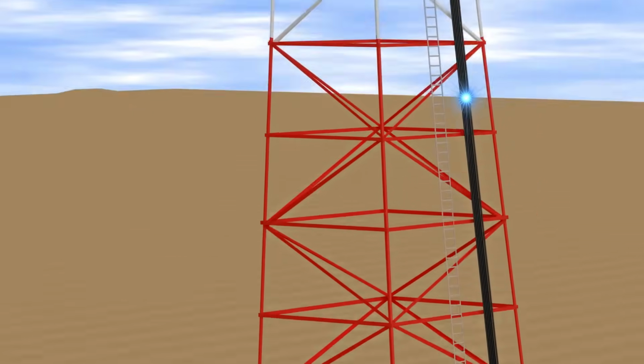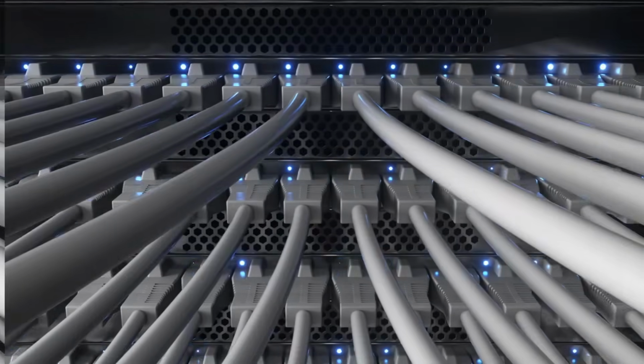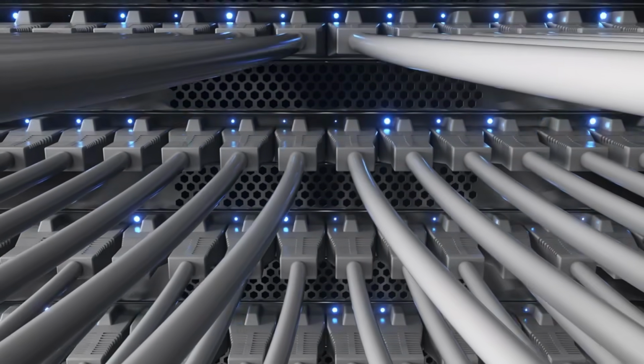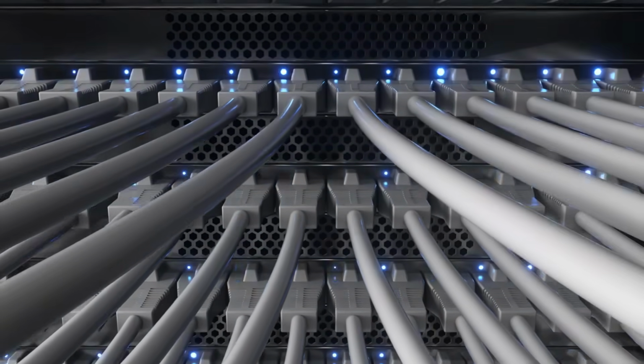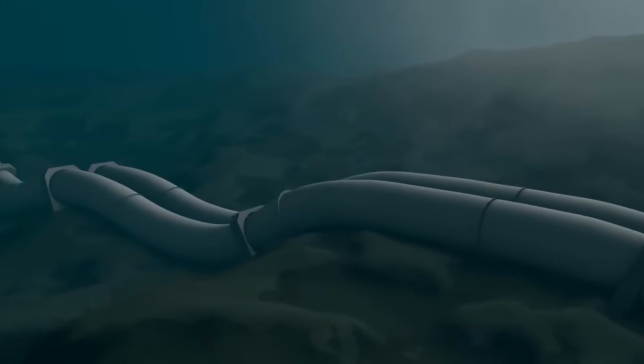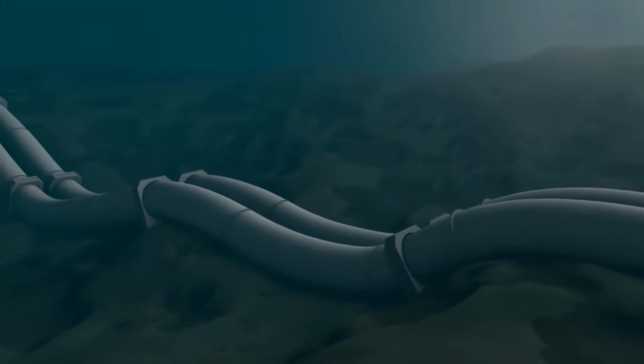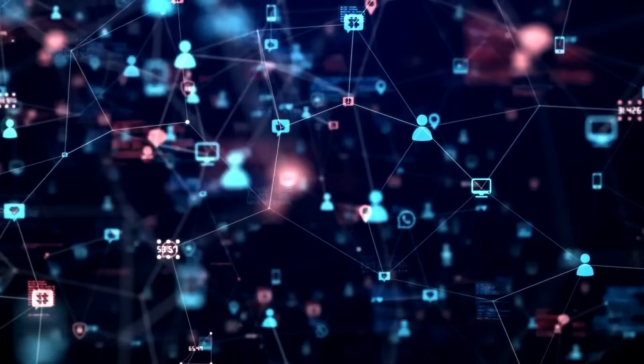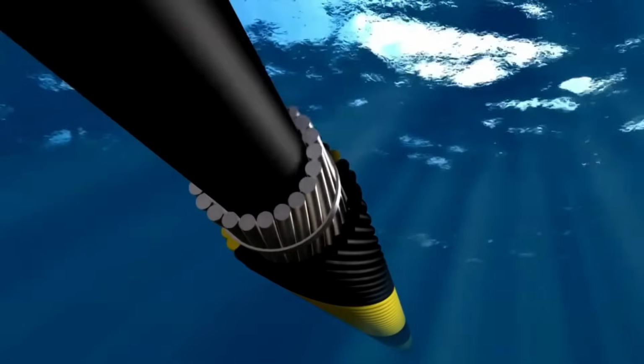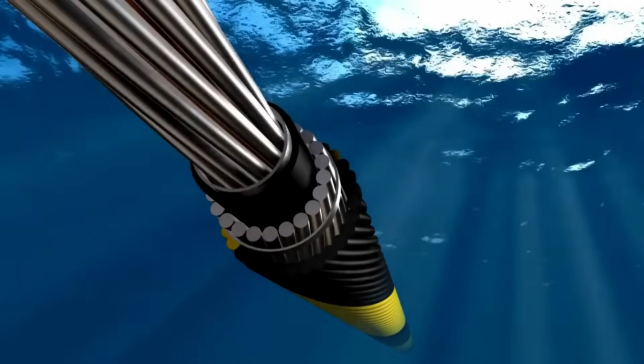Each packet contains not only the data, but also routing information that tells it where to go. Routers and switches along the way direct these packets through a series of network nodes, choosing the fastest and least congested path. Undersea cables carry multiple data streams simultaneously by using different light wavelengths. This allows one cable to transmit terabytes of information per second.